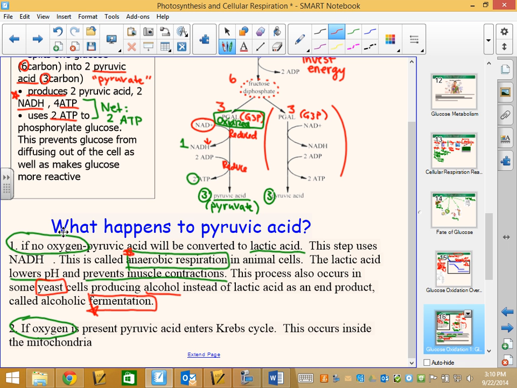Now, if oxygen is present, pyruvic acid will go to the next step, which is the Krebs cycle or the citric acid cycle. I had both names on the first slide. And this part occurs inside the mitochondria. So evidently, if you don't have a mitochondria, you can't do step number 2. So up until there, does anyone have anything that they would like to ask about what is happening in cellular respiration?